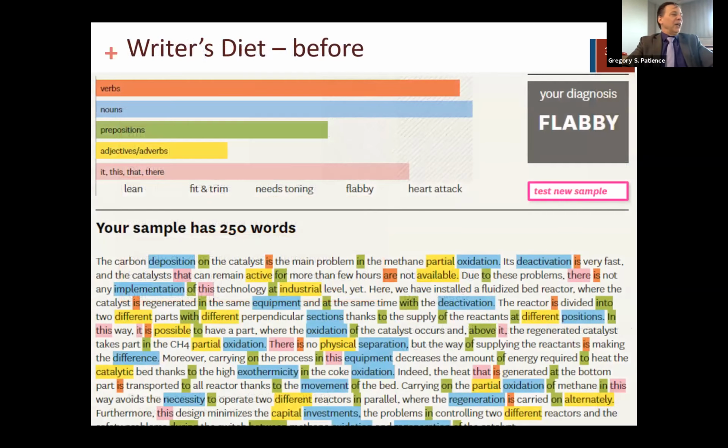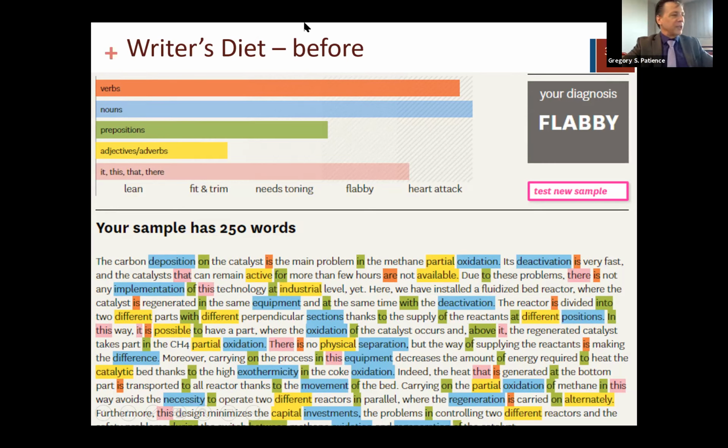Okay, so now I've told you what I like, what I think is important, and here is a tip of how to go forward with your text, and it's called Writer's Diet. It's writersdiet.com. And so what I do is I have my students write an abstract, and the Writer's Diet will identify verbs, nouns, prepositions, adjectives, adverbs, and the "is that" construction.